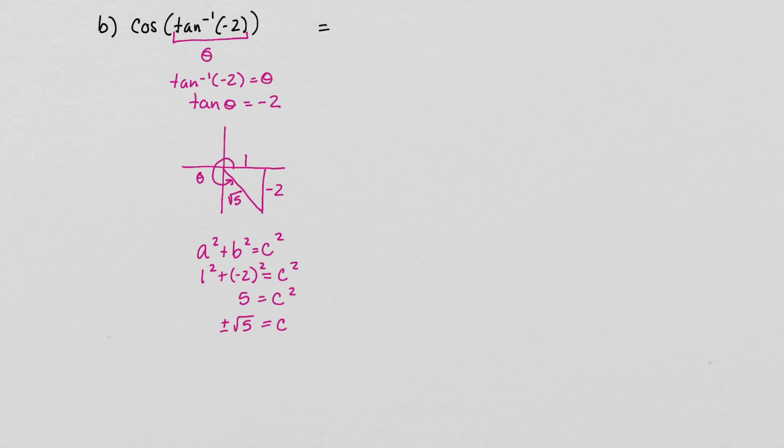And so this problem boils down to actually trying to find the cosine of theta. And if I read that off of my reference triangle there, the cosine is going to be 1 over the square root of 5.